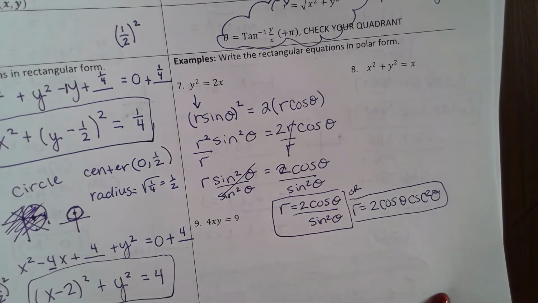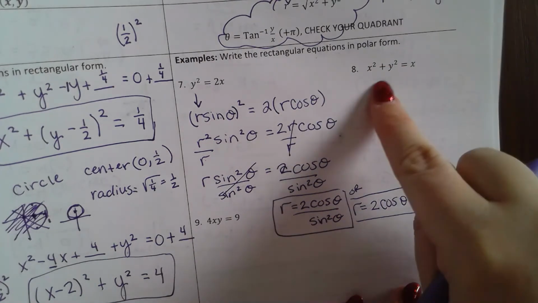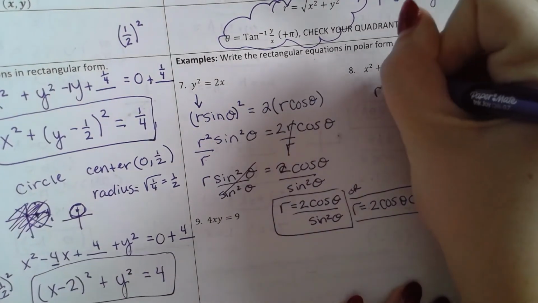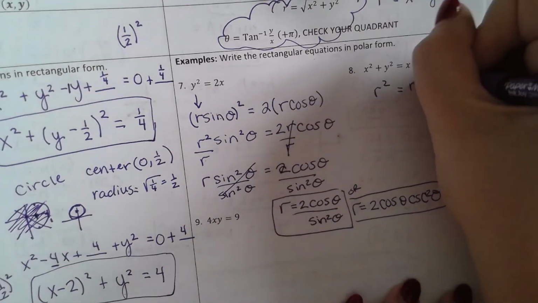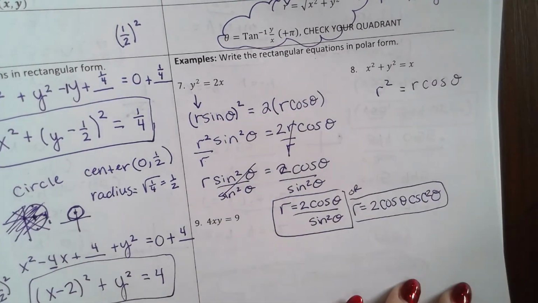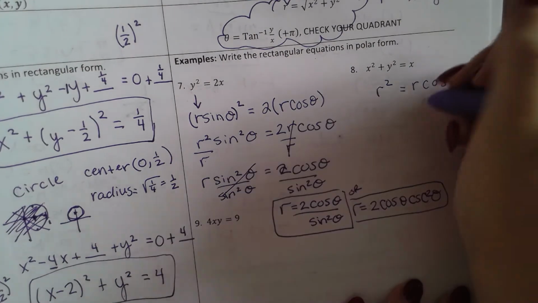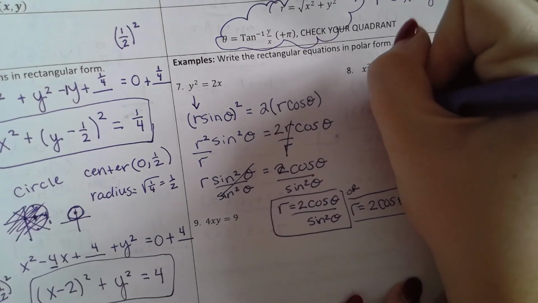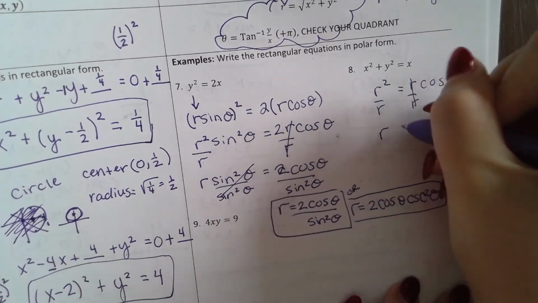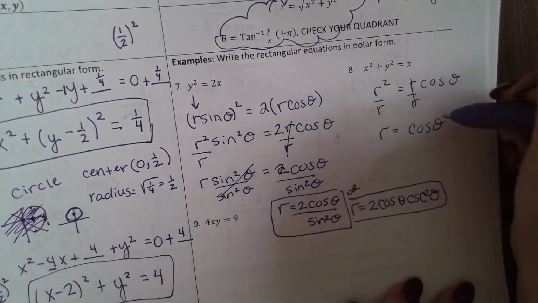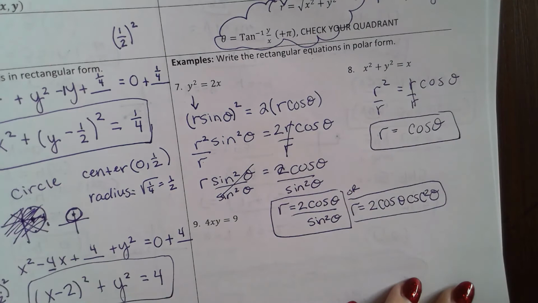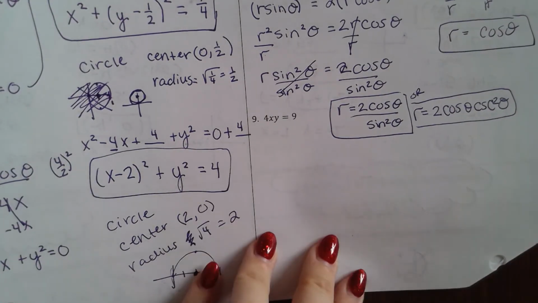All right, number 8. So we've got x squared plus y squared. Well, we know that's equal to r squared. And we know x is equal to r cosine theta. Once again, we could divide by r. That gives us r equals cosine theta. R is by itself. So we're done. Pause this one and try it on your own.